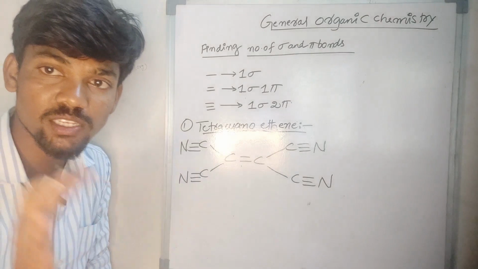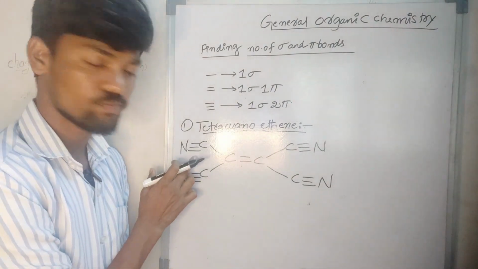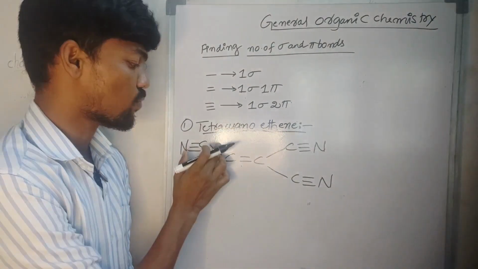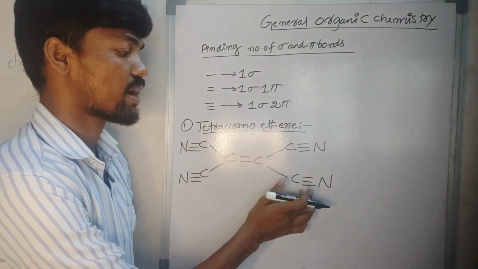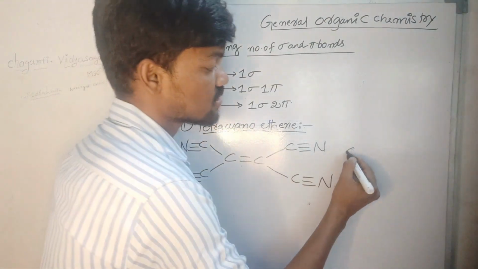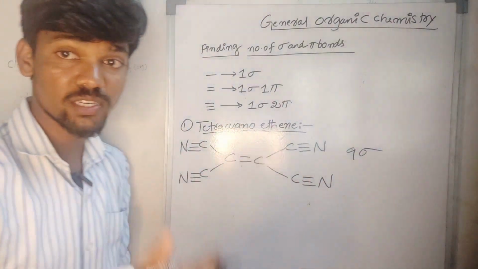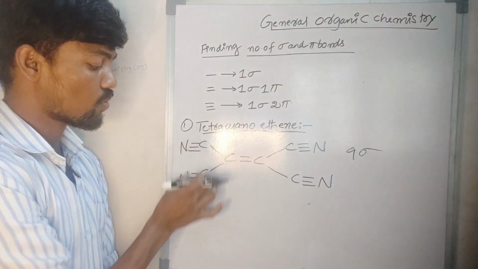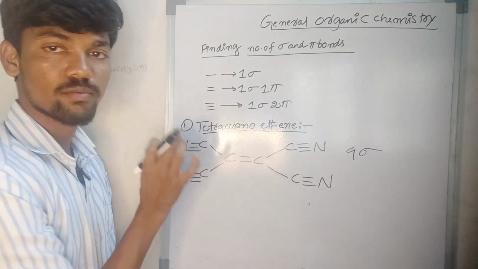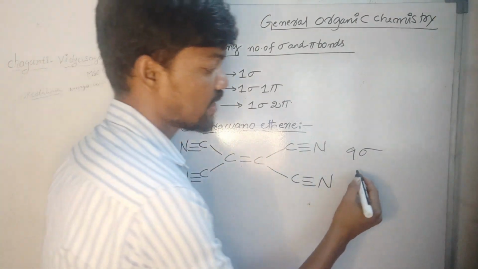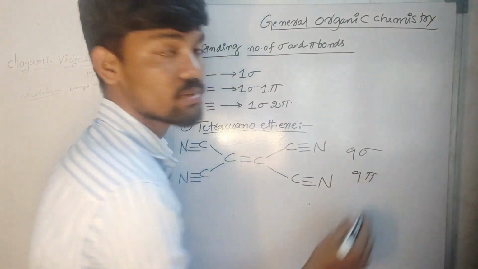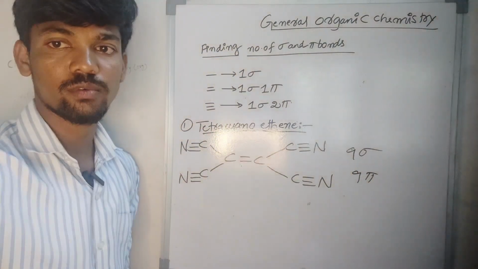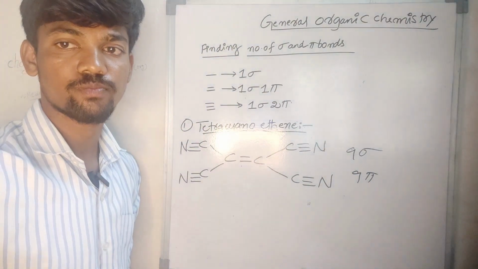Tell me, in total how many sigma bonds will be there? Here, 1, 2, 3, 4, 5, 6, 7, 8, 9. Nine sigma bonds will be there. Pi bonds, tell me. Here 2 twos are 4, then 8, and 1 more. How much? 9. Nine pi bonds will be there. Understand? This is one example. I will tell you other examples.